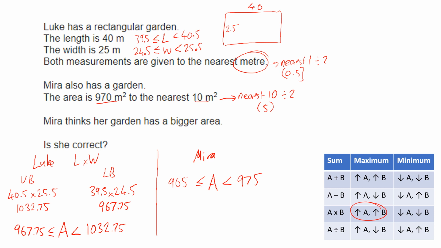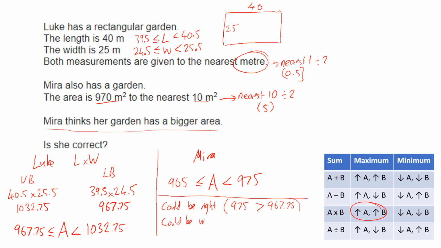Now, we need to answer the question. Mira thinks her garden has a bigger area, and that could be true. It could be true if she had a 975 and Luke had a 967.75, that's fine. But it's not definitely true, because if Mira's garden was 965 and Luke's garden was 1,032.5, then he would have the bigger garden. So our summary here is going to be something like, she could be right, and we'd have to actually mention the fact that we found that 975 and that's bigger than 967.75, but she also could be wrong.